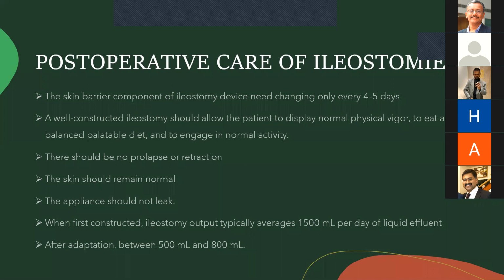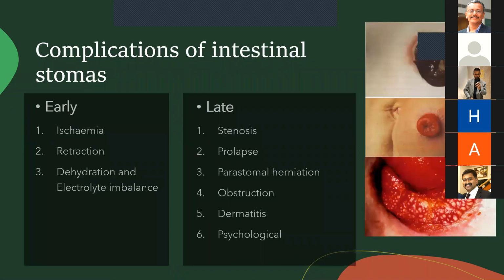So in postoperative management, the skin should remain normal. The appliance should not be leaking. When first constructed, the ileostomy output typically averages around 1500 ml per day of liquid effluent, which gradually, after the intestine starts adapting, will come down to 500 to 800 ml per day. While discussing the complications of stomas, the early complications that can arise is that the spout can become ischemic, which can happen within the first 12 to 24 hours.